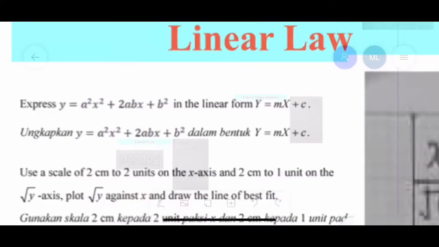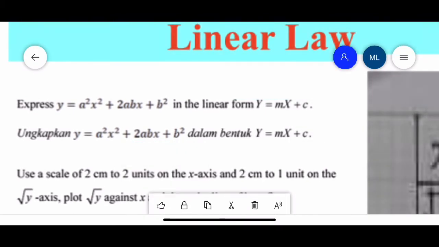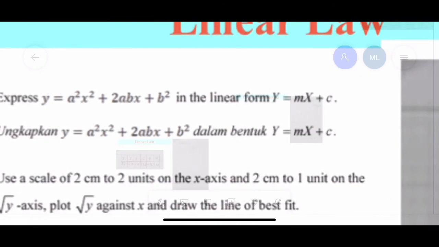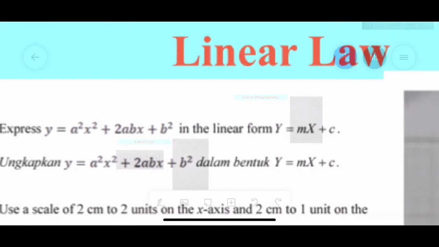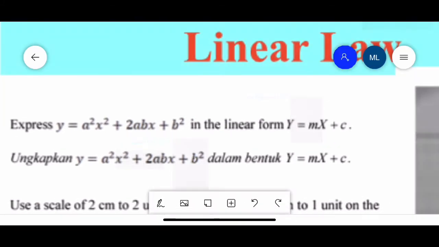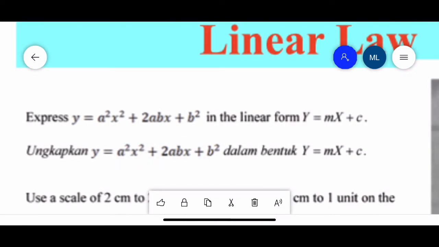Let's get started. Express y equal to a squared x squared plus 2abx plus b squared in the linear form of y equal to mx plus c. So we have big Y, big X, and M and C. Just to highlight, the big Y must have the small y, and the big X must have the small x. The big Y is the mother of small y, and the big X is the mother of the small baby x. And M and C are constants, are numbers, alright?